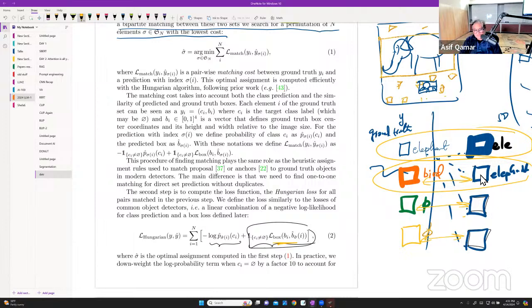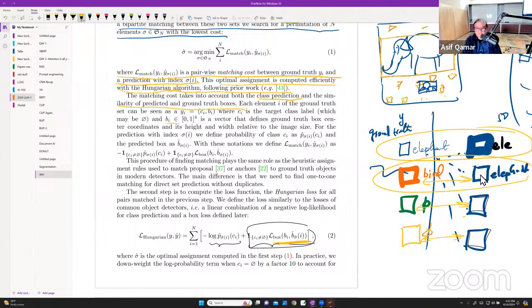That is the Hungarian loss that he's talking about. So what it says is that the loss is a pairwise matching cost between ground truth and a prediction with the index i, where index means first, second, third, fourth item. This optimal assignment is computed efficiently with the Hungarian algorithm. There's an algorithm to do that. The matching cost takes into account both the class prediction and the similarity of predicted and ground truth boxes. Class prediction is your negative log likelihood, and then there is the similarity of predicted and ground truth boxes.